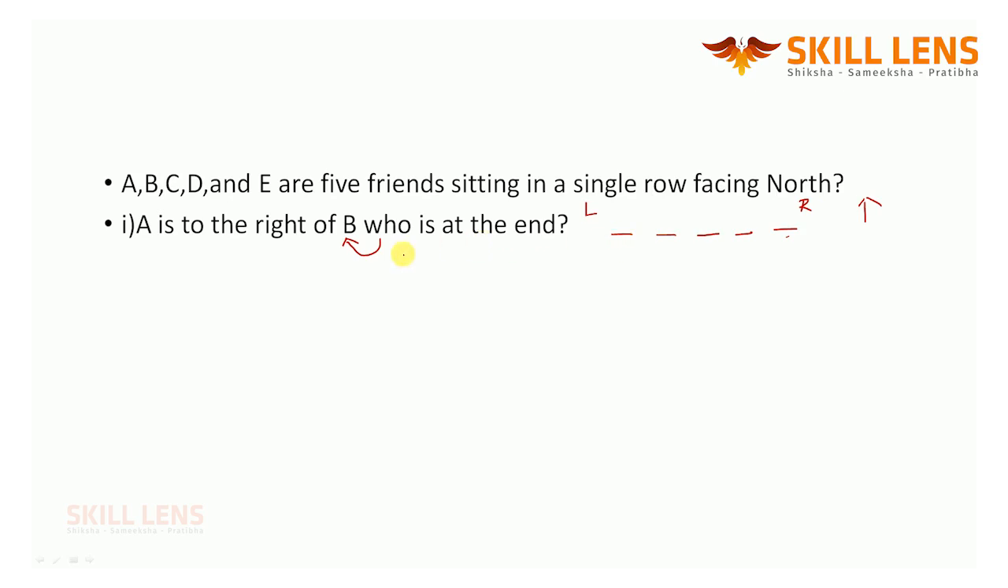But read the question properly. A is to the right of B. If I place B here, do you have any rightmost places? No. Do you have all the left positions only? So can I place B here? No. So this is the wrong way of arranging them. In the question itself he is saying indirectly B is at the left end. So B's position got fixed.